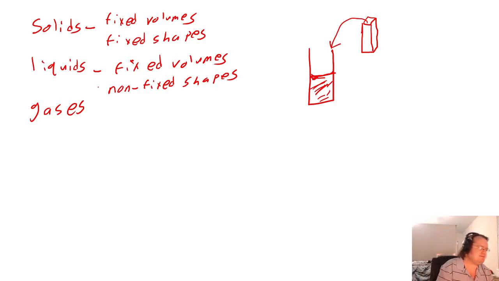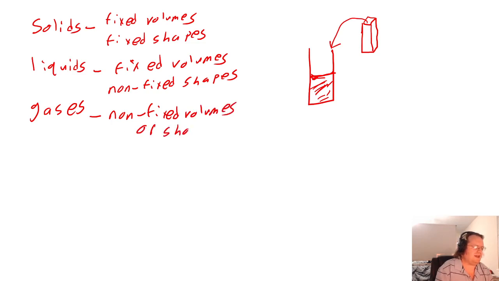Now with gases, that's not necessarily true. These don't have fixed volumes or shapes. So that means that with a gas, if I were able to take all the air out of the room I'm in right now, and thankfully I have air because it lets me breathe, but if I remove all of it and I put a tiny bit of air in here from outside, like a syringe worth, it's going to spread out to the whole room.